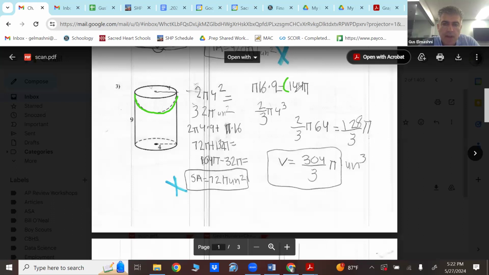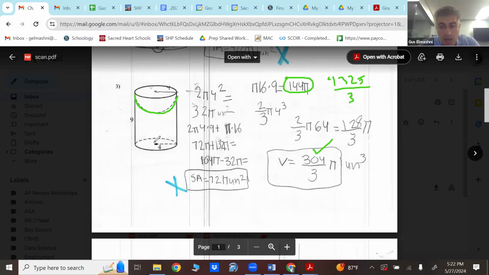Say 144 pi. But then subtract the hemisphere, which you did. Yeah, so you got it. You're good there. The surface area is where you're into a challenge, right?